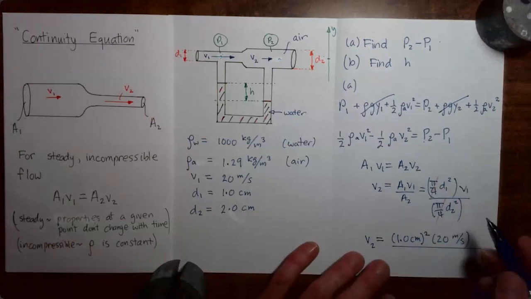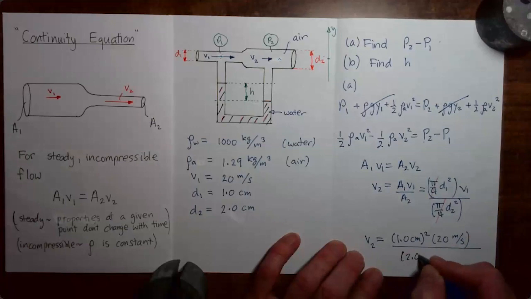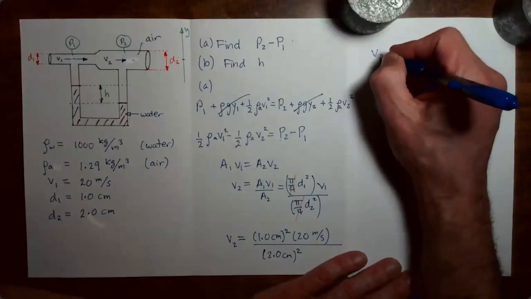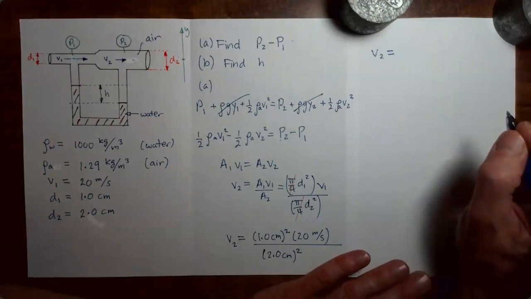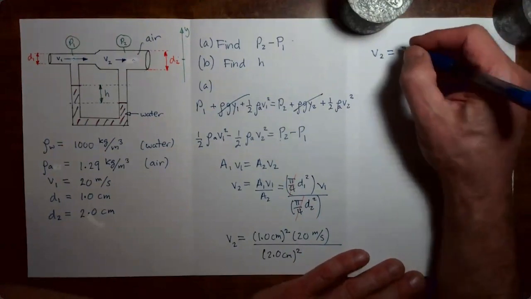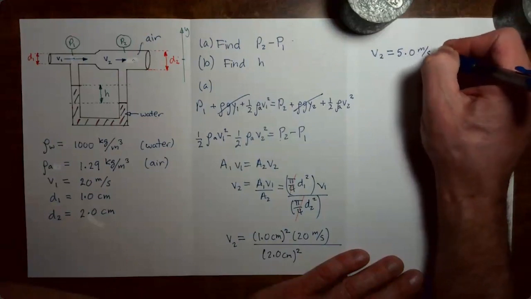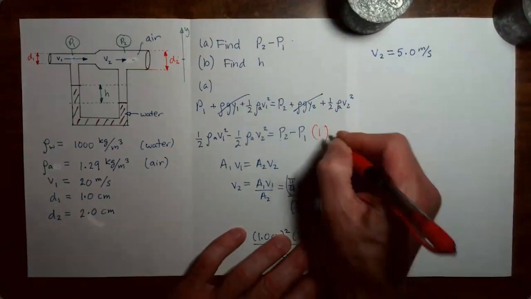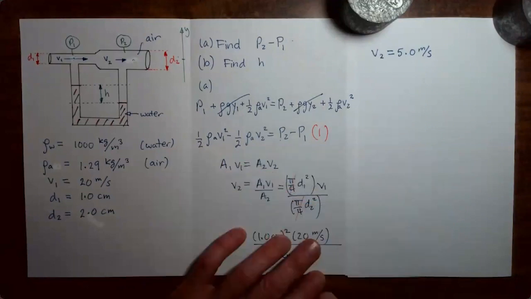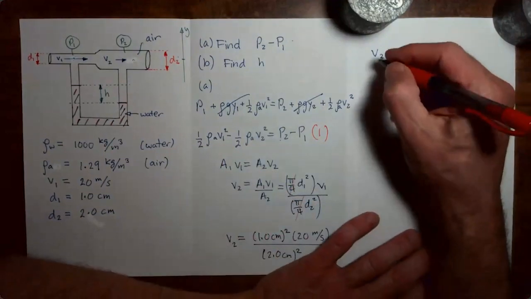Then we have D2 squared. That would be 2 centimeters squared. So substituting and checking units, we get V2 equals 5 meters per second. Okay. Coming back to Bernoulli's equation here, I'll call that equation 1.